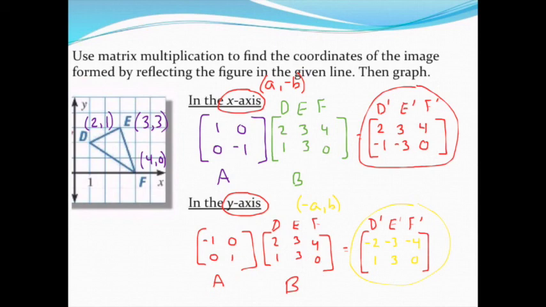Oops, hang on one second. Just realized I made a big mistake. Why didn't you guys stop me and tell me I did something wrong? How dare you? I realized for point D, oops, this was really bad. Point D is located at 1, 2, not 2, 1. It's over 1, up 2. So I had those switched around.